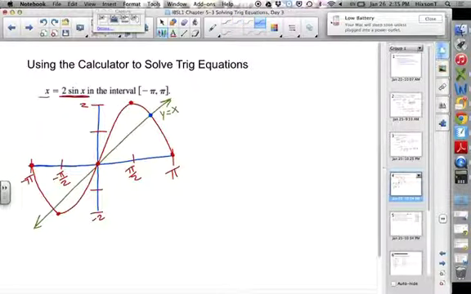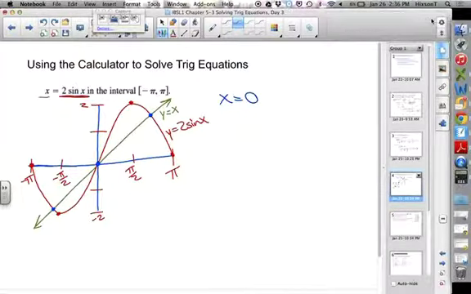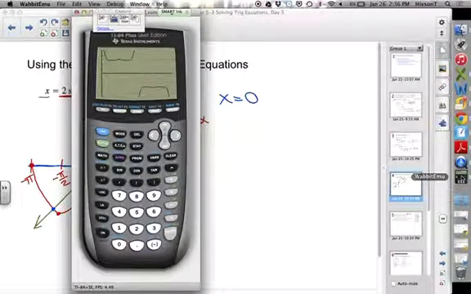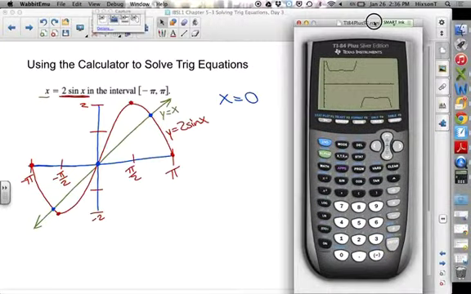We're going to have a solution here, a solution here, and we actually know one of the solutions already: 0. So we know x equals 0 is a solution. It's just a matter of finding these other two values. How would we use the calculator to do that? Find an intersection. Graph them both, find the intersection. By the way, you can help yourself using your calculator if you set your window.